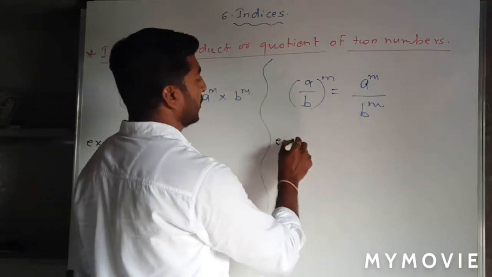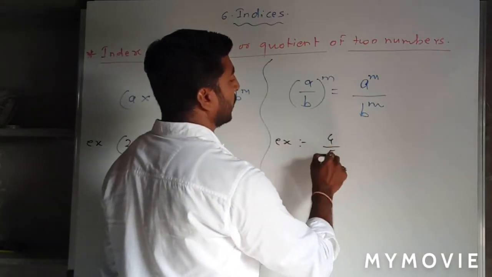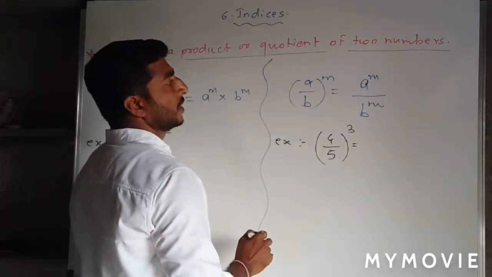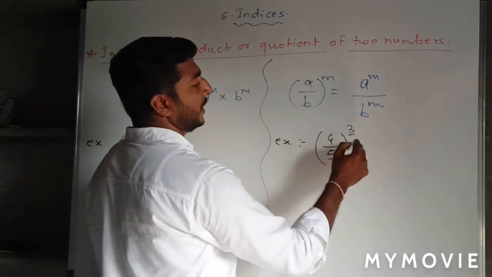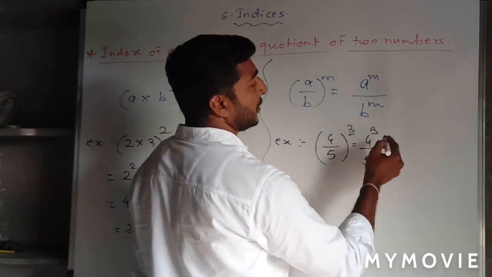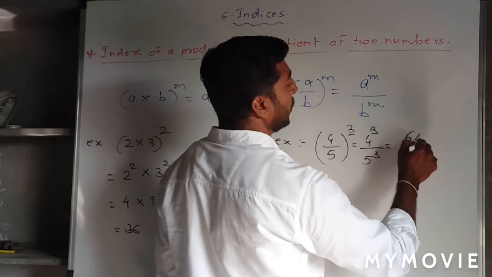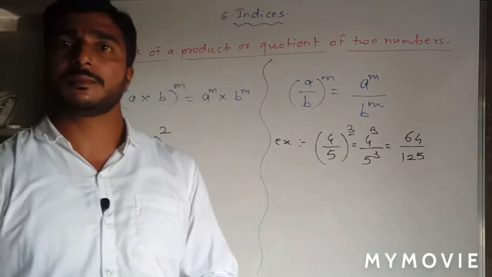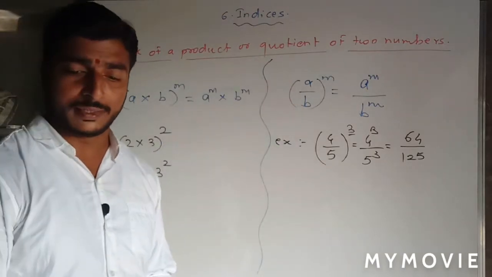Now an example of this, 4 upon 5 bracket raised to 3. According to this law, distribute the index. So it will be 4 raised to 3 upon 5 raised to 3. And 4 raised to 3 means cube of 4, which is 64, and cube of 5 is 125. So in this way you can do some examples by using this law of indices.